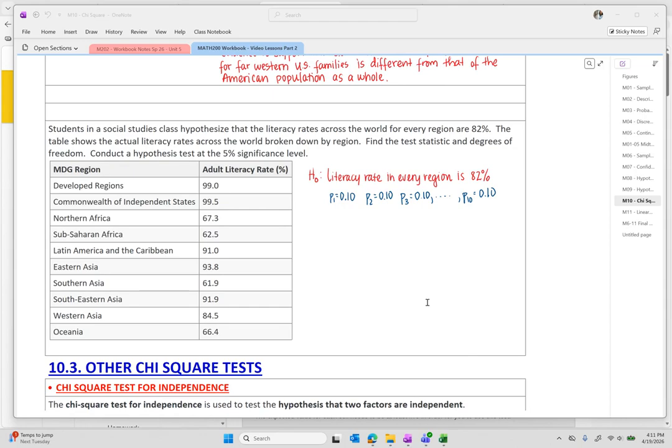Mathematically, this means that since we have 10 regions, the proportion of literacy in every one region will be 10%, so that when you add them all together, you will end up with a total of 82% literacy rate in every one region. And the alternative hypothesis will be that the literacy rate in the regions is different from 82% across all of them. So it is not the same percentage of literacy in every region.